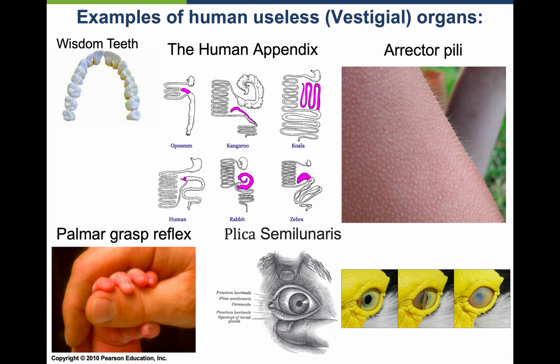So there are some examples in humans. We have wisdom teeth, which actually a significant portion of the human population lacks. I'm missing 2 of them. I only had 2 wisdom teeth, lucky for me. There's the human appendix here, where you can see that in other organisms, the appendix is larger than what you see in humans. These are the erector pili, and these are little tiny muscle attachments that attach to the base of each one of your hairs.